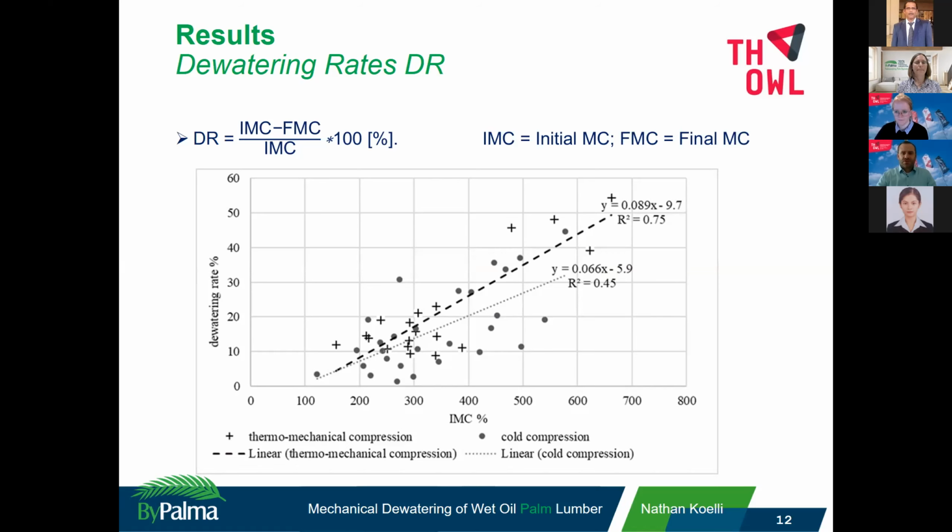The graph shows the dewatering rate on the y-axis and the initial moisture content on the x-axis. It is differentiated between the thermo-mechanical and cold compression. The dewatering rate increases with increasing moisture content. This increase is slightly more pronounced in the thermo-mechanical compressed boards. In this graph, there's no distinction made between the board's location within the trunk diameter or within the trunk height.